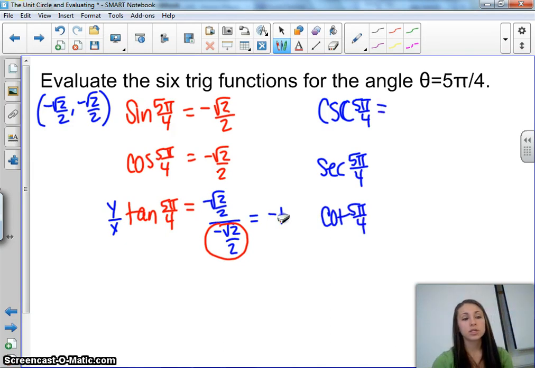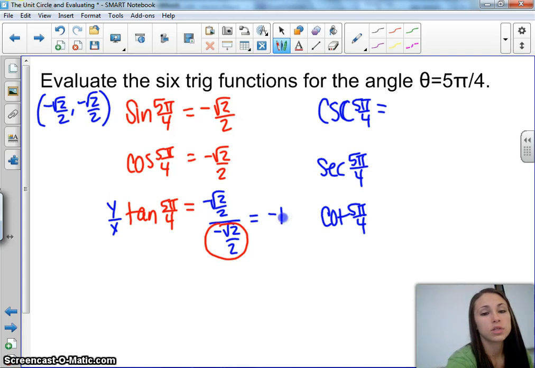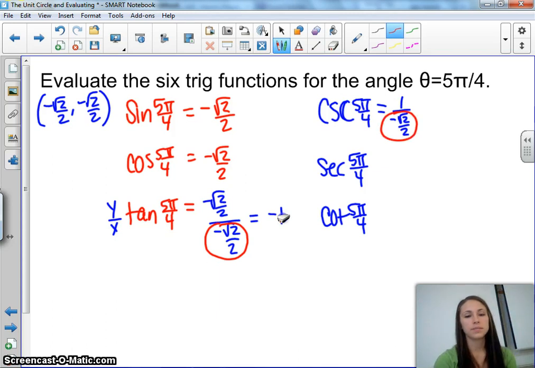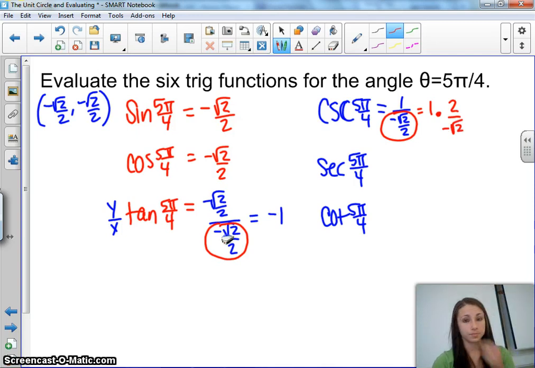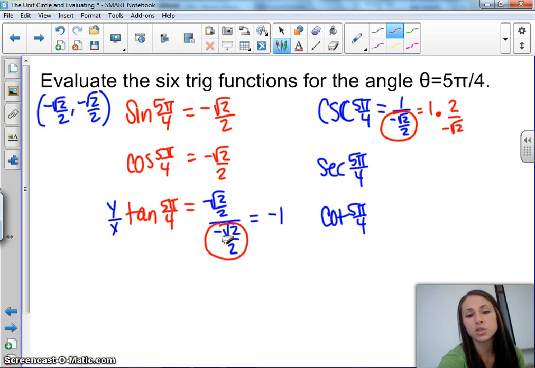Now, cosecant is just 1 over the y, since cosecant goes with sine. So 1 over the y is going to be 1 over negative square root of 2 over 2. Since it's a double-decker fraction, you've got to take the bottom, flip it, and multiply it by the top. So this is just going to be 1 times 2 over the negative square root of 2. The 1 doesn't change anything, so this is what I have.